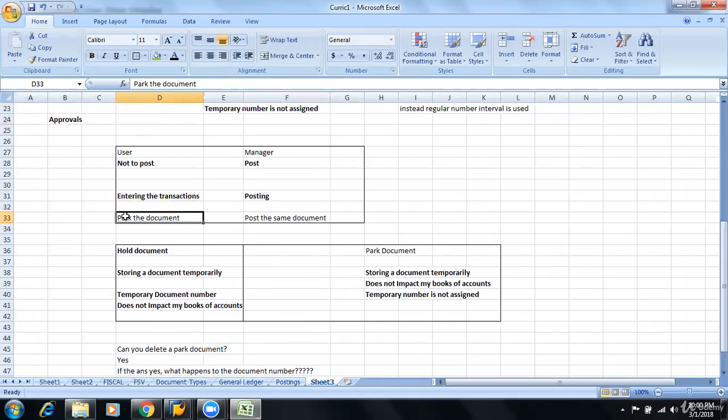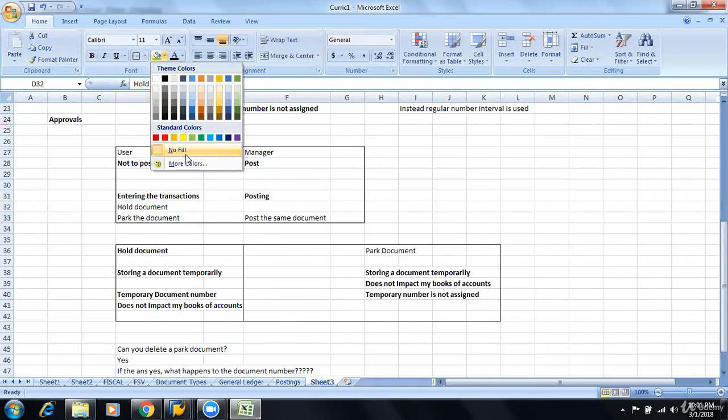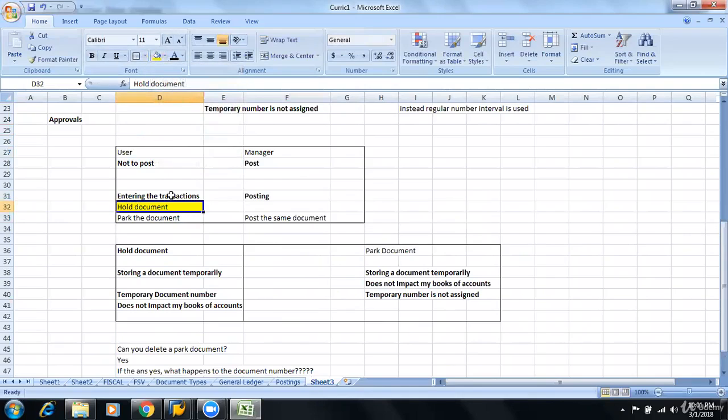So the user uses a parked document. My question is, why cannot the user use a hold document and temporarily hold it? What's wrong in that? Nothing. Let the user hold the document and let the manager post it. I hope you have got this question correctly, what I'm trying to frame. Let me repeat. If you are bored, just forward it. I'm still repeating.